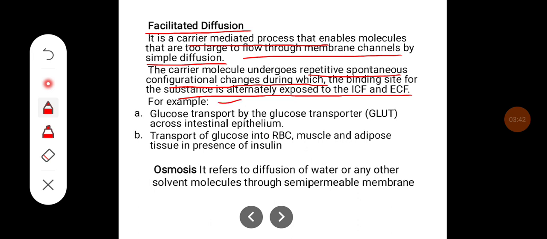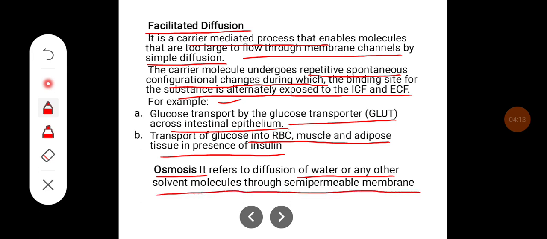For example, glucose transport by the glucose transporter, GLUT, across the intestinal epithelium is a good example of facilitated diffusion. The transport of glucose into RBCs, muscle and adipose tissue in the presence of insulin is also an example of facilitated diffusion. Osmosis is also a kind of simple diffusion. It refers to the diffusion of water molecules, or any other solvent molecules, through a semi-permeable membrane.